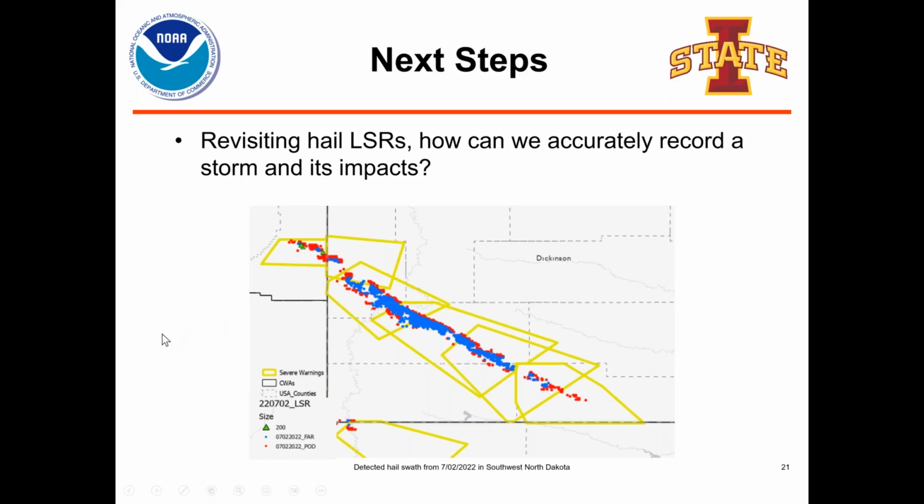And so there's clearly got to be a lot of cases like this where the hail LSRs that are actually entered and found are not really representative of this really long continuous swath of hail that occurred. So that's what we're pushing for in the future, is to better document what has actually happened.